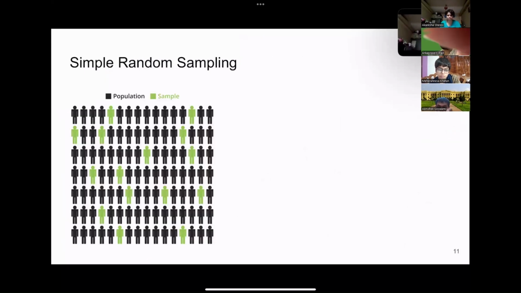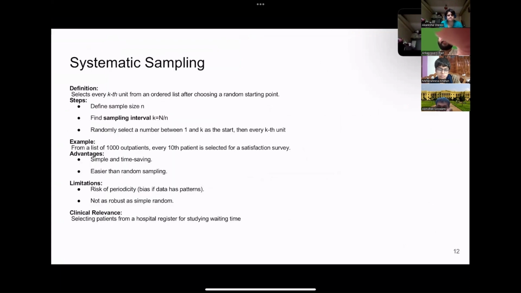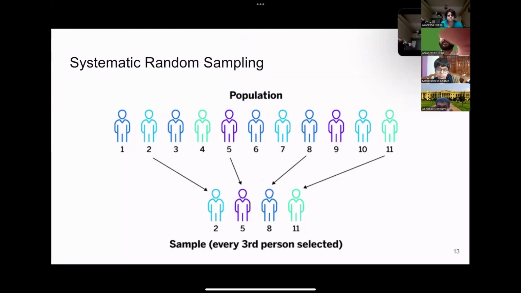Yeah, this is simple random sampling, just randomly selecting people from the population. Cool? Good with you? Yeah. Systematic sampling is this one. So you have 11 people. From that 11 people, you need to draw out a sample of 4. So you fix a starting point, that I'll start with number 2.